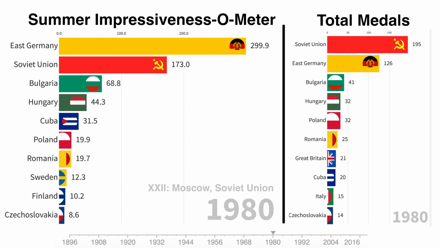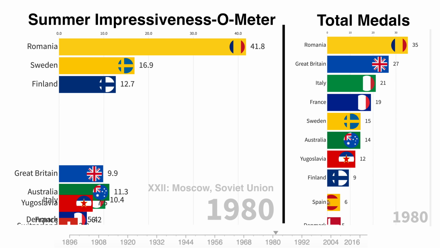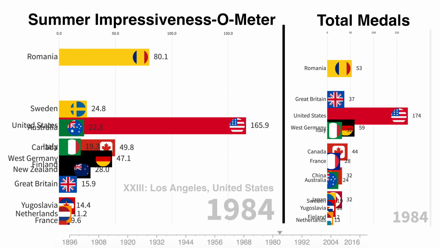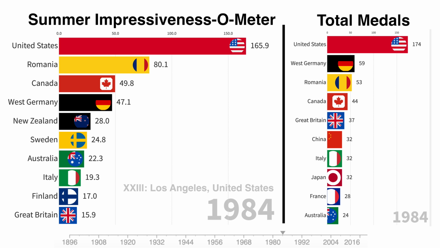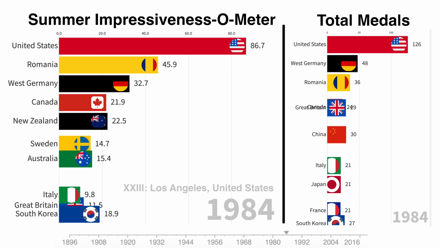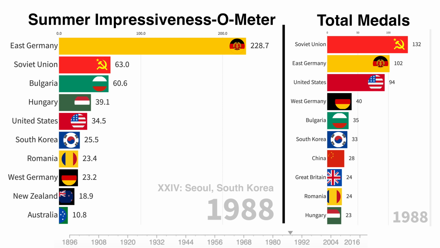Then, 4 years later, the Soviet Union and 13 other Eastern Bloc nations retaliate by boycotting the 84 Los Angeles Games, prompting some huge shifts on the leaderboard, which now features the US, followed by Romania, Canada, West Germany, and New Zealand. The Eastern Bloc returns for another huge performance in 1988, led once again by East Germany and the Soviet Union, but it would be a last hurrah.